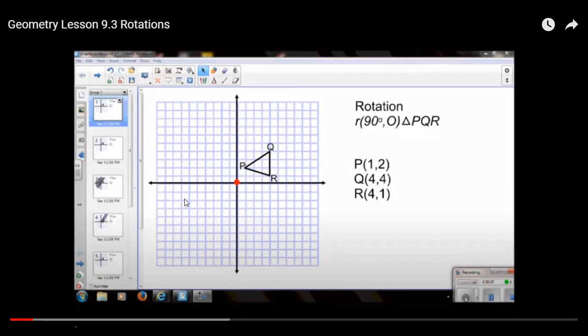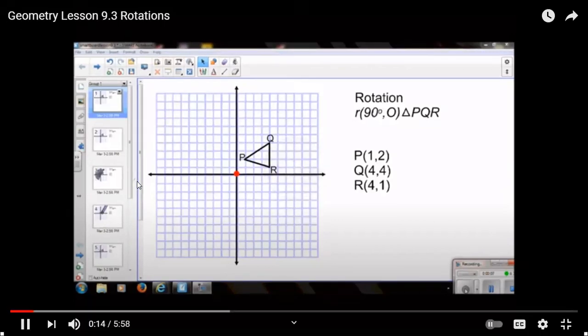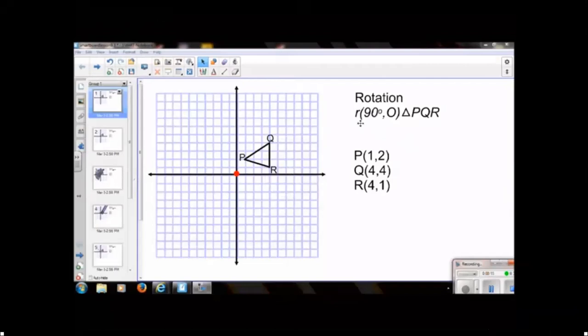Take your notes, and then I will come back to you again. But before we begin, we need to look at some new notation that we're going to use. This is telling us how to do our rotation. The R stands for rotation, and we are going to rotate triangle PQR 90 degrees about point O.